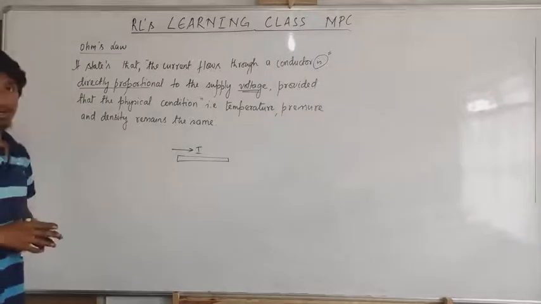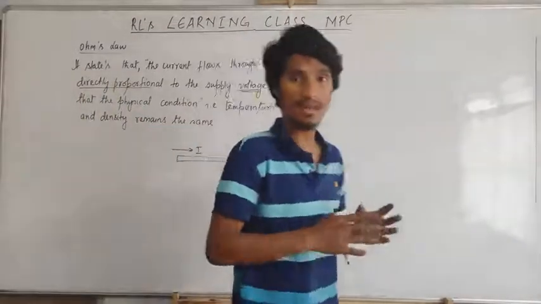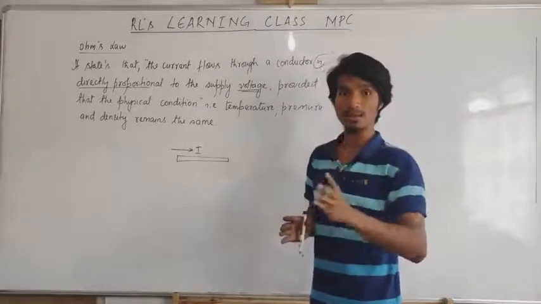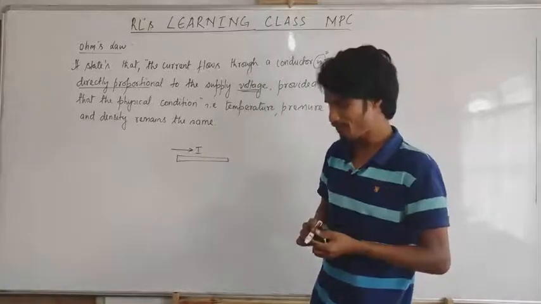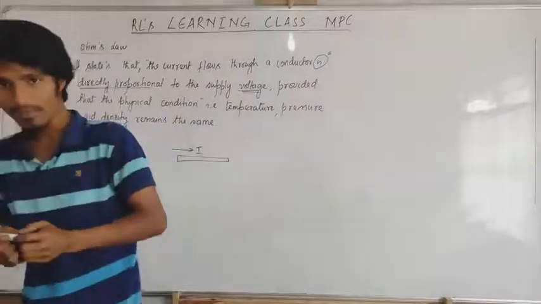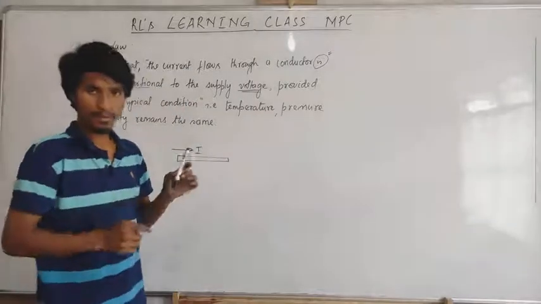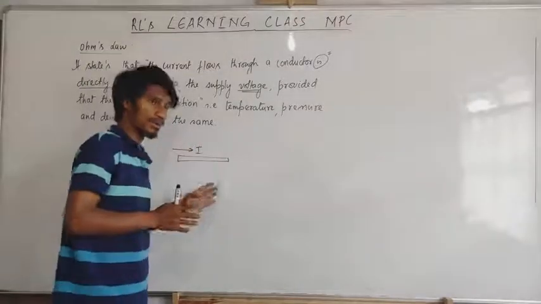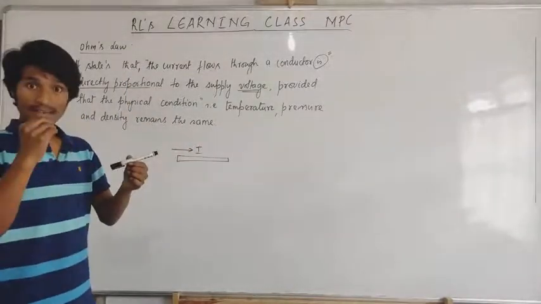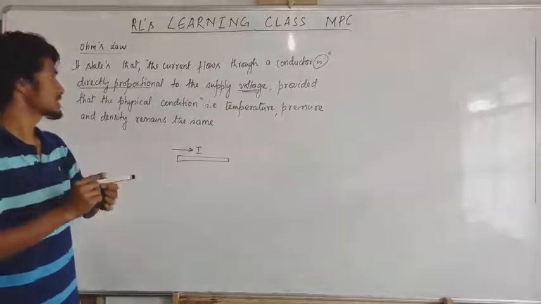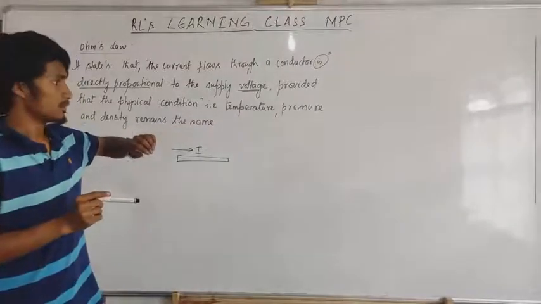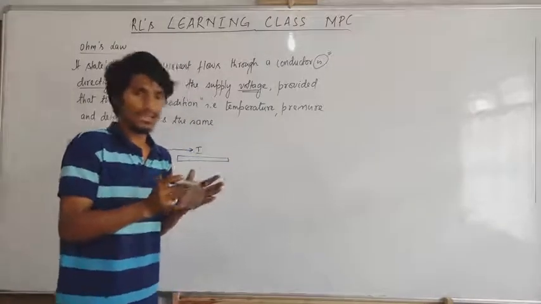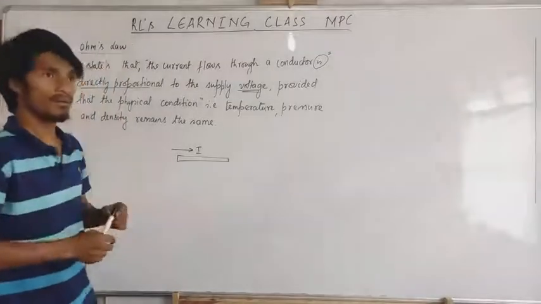Provided that the physical conditions, that is temperature, pressure, density, remain the same. Remember, whenever you apply Ohm's law, the temperature, pressure, and density should not change. For example, if I want to find the nature of this material, the nature of this material means there is another property called resistance. We will come to resistance below. Look, the resistance will change as the temperature changes. The resistance changes as the pressure changes. Then in that case, this Ohm's law is different.